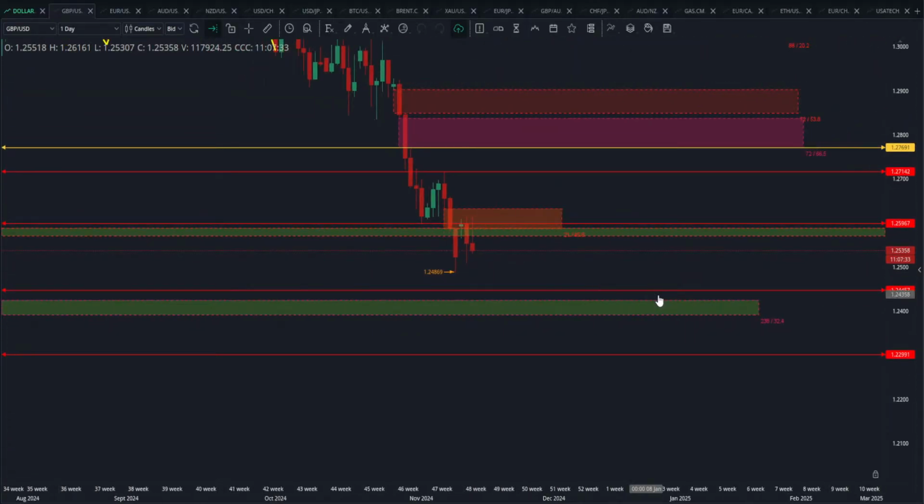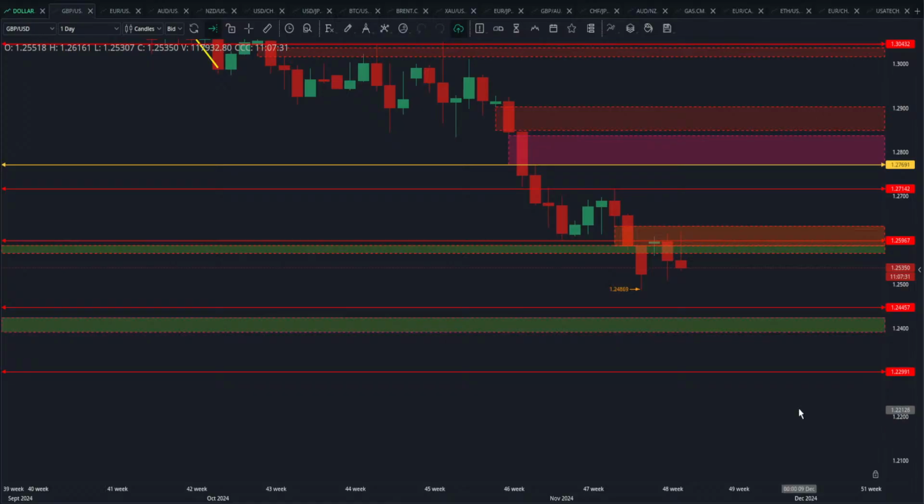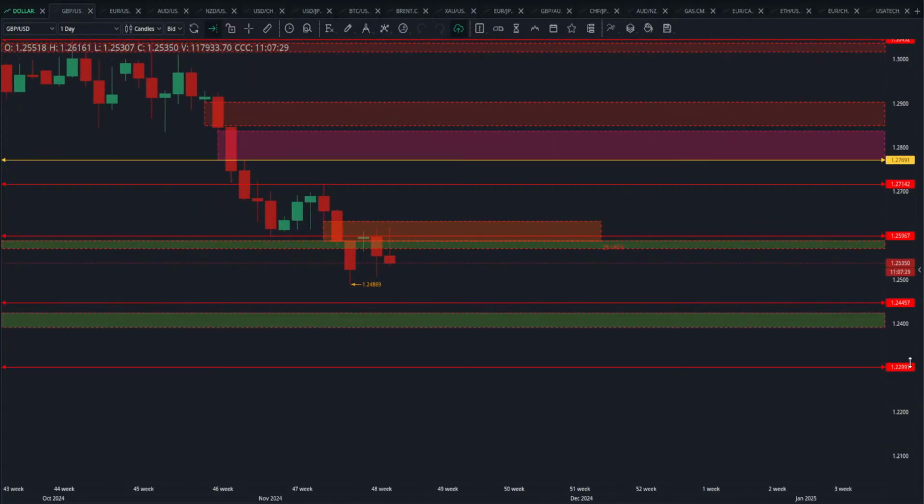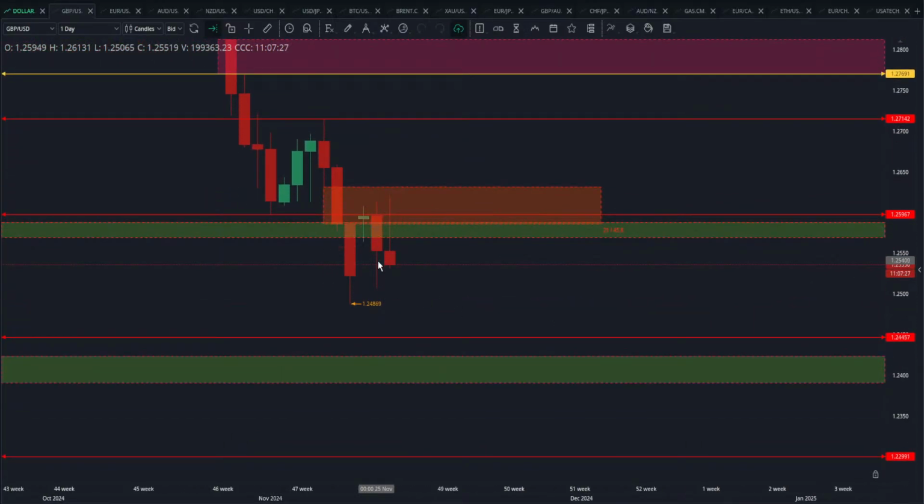So this is the narrative, guys. I hope you understand this: on Monday, the price just went up and down. Tuesday, the price took the highs of Monday and is going lower to take, I think, the low of Monday also.